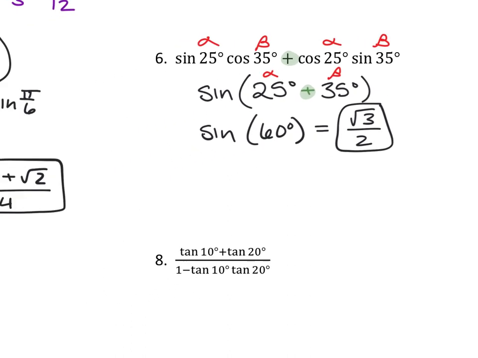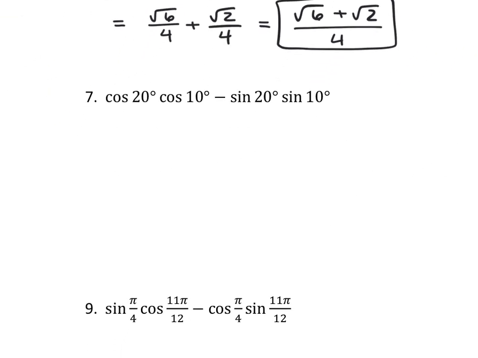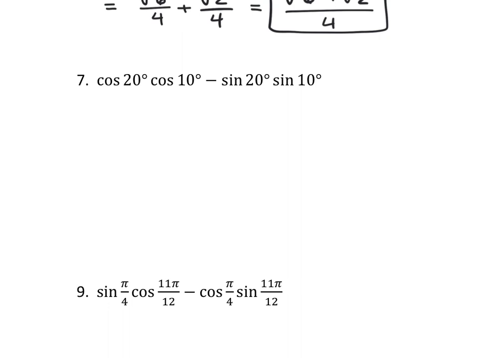And then they should combine in some way that gives you a value you should know off the top of your head. So if we look at number 7, is this a sines or a cosines? How do we know it's cosine again? Cosine and cosine go together, plus it starts with cosine. Which means this is actually the cosine of what 2 angles? 20 and 10.